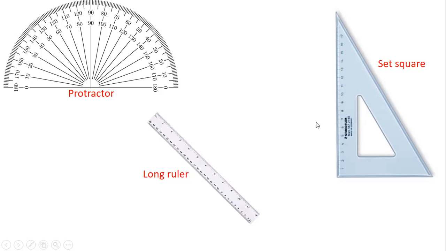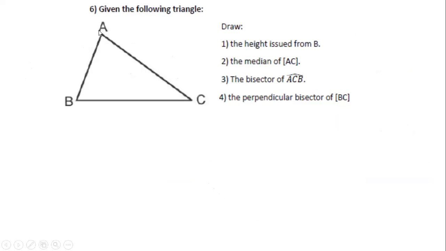Please don't forget these geometrical rulers. They should be with you on your final exam, since on the final exam you will have things to draw, so you should bring these rulers with you, of course. Now in exercise number 6, we will be drawing in a triangle. So I have drawn a triangle ABC for you.